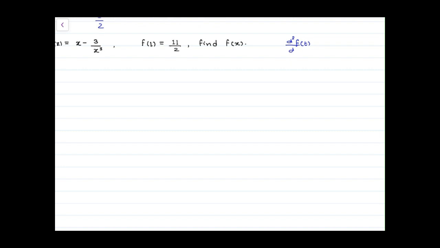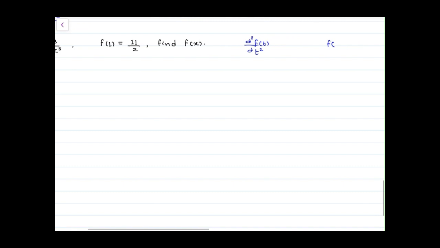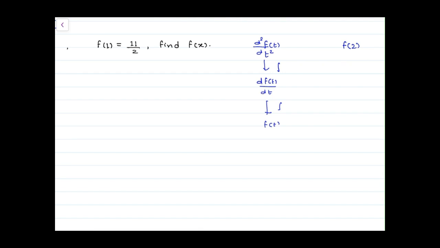So here we have the function with respect to time. It's actually the double differentiation. So they will give you this kind of function and they will ask you to find some numerical value. Okay, so if it's double differentiation, you need to integrate it twice. So when you first integrate, you'll get df of t divided by dt, and when you integrate it again, you will get f of t. Right, now you need to find f of 2, but there is a twist, right?